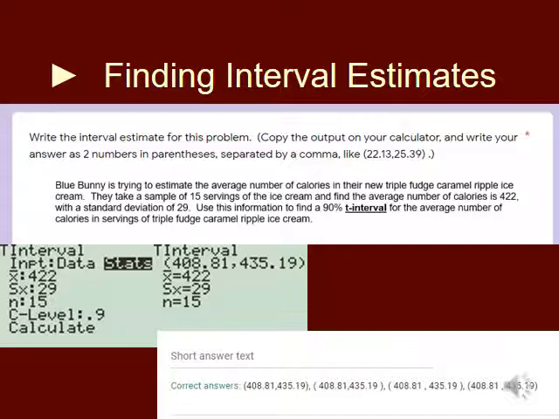Again, I'll go back and look at what you put, and if it looks like there's something that should have been counted right, I'll count it right. But yeah, here it's between 408.81 and 435.19.